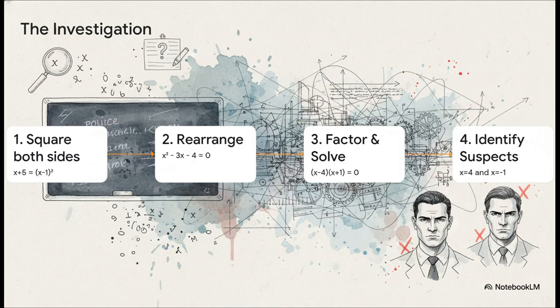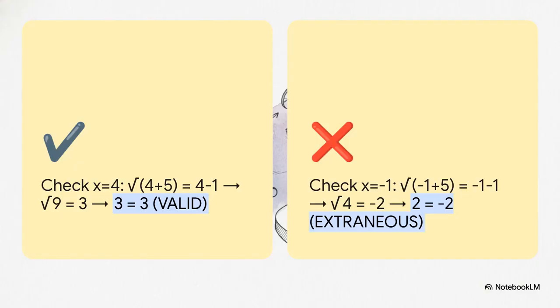It's interrogation time. This is where we do our full check. We take 4 and plug it back into the original equation. And would you look at that? It works perfectly. 3 equals 3. That's a valid solution. But now look what happens when we check -1. We get 2 equals -2. That is absolutely false. We've unmasked our imposter. x equals -1 is an extraneous solution.